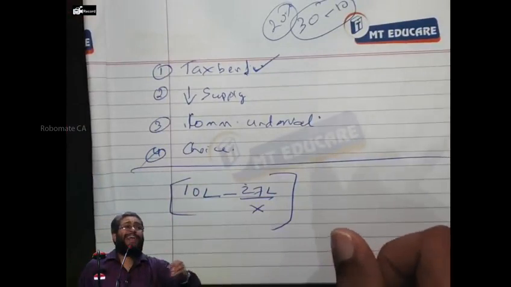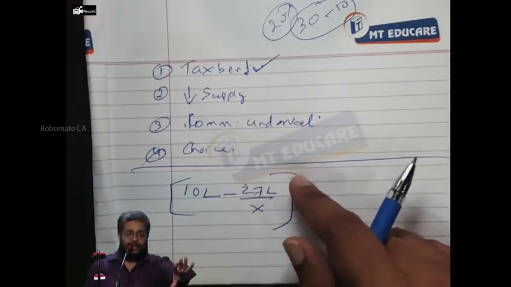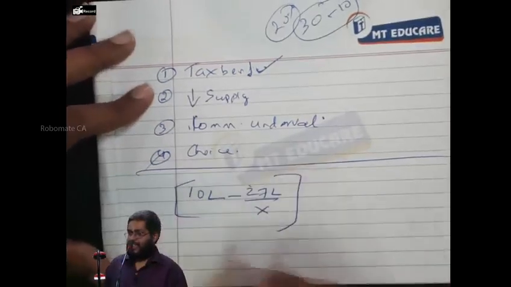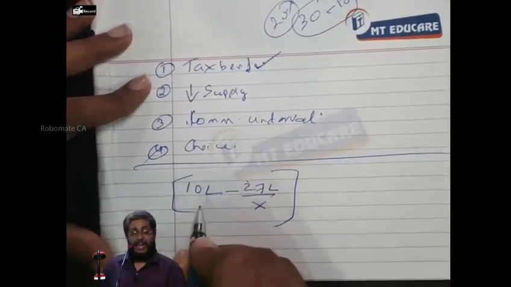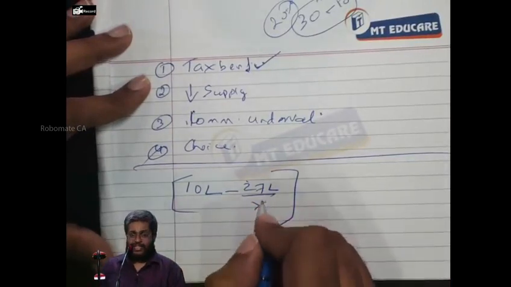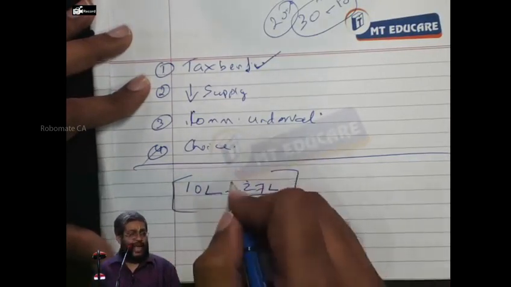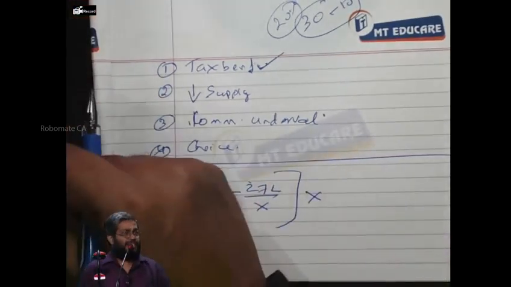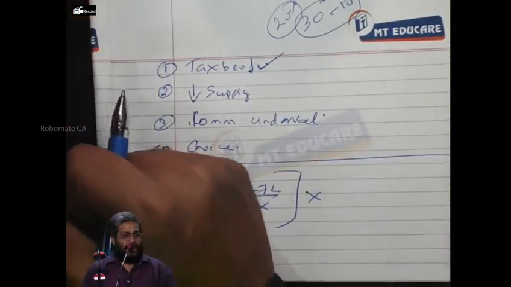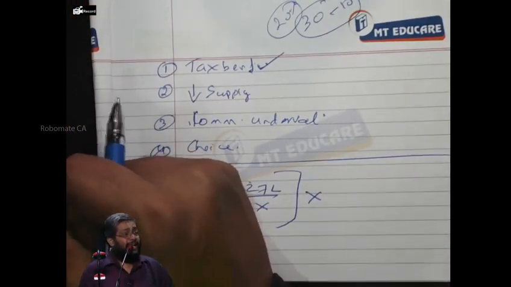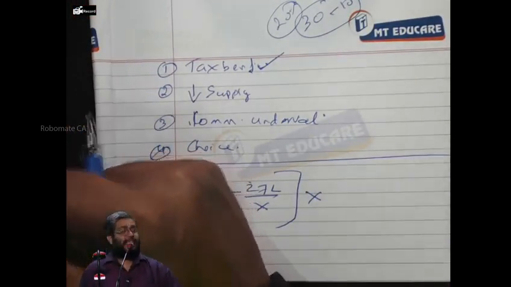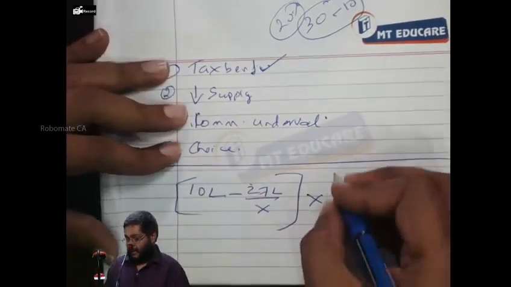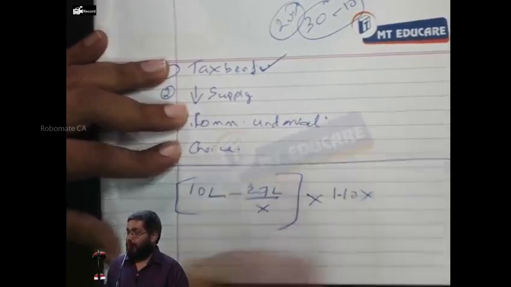Tell me, what is market capitalization? Number of shares in the market into market price per share. The number of shares in the market after buyback is 10 lakh shares minus 27 lakhs divided by X. Accepted or not? Now, the market price of the share after buyback, compared to the buyback price of X, is expected to increase, since the float has decreased and demand may be more. They expect it to increase by 10%, so the market price of the share is 1.10 X. Yes or no?